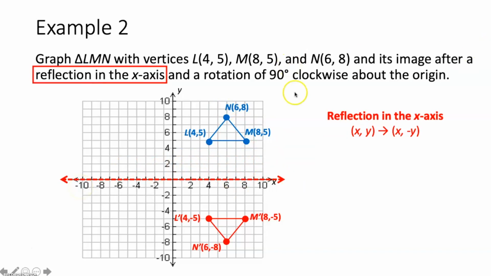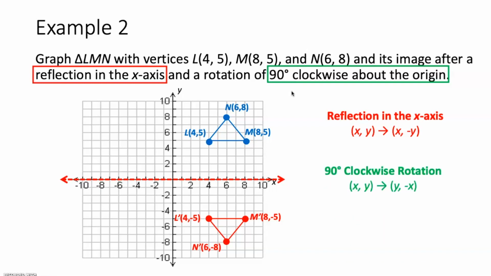But we're not done. We are also going to rotate this triangle, now this image, 90 degrees clockwise about the origin. Well, if you recall, a 90 degrees clockwise rotation is the same as a 270 degree counterclockwise rotation, which just means you're going to take each ordered pair and you're going to flip the x and the y coordinate, and you're going to make the x coordinate the opposite of whatever it was. So let's rotate L prime 90 degrees clockwise. To do that, we're going to switch the x and the y coordinates. So it's going to be at -5, 4, but we have to make that x coordinate the opposite of whatever it was. So instead of being 4, L double prime is going to be at -5, -4. So to graph that, we go over -5 on the x-axis down -4 on the y-axis, put L double prime.